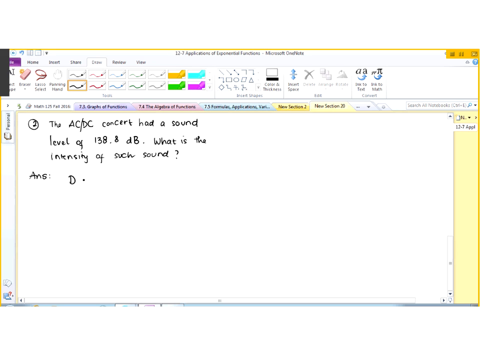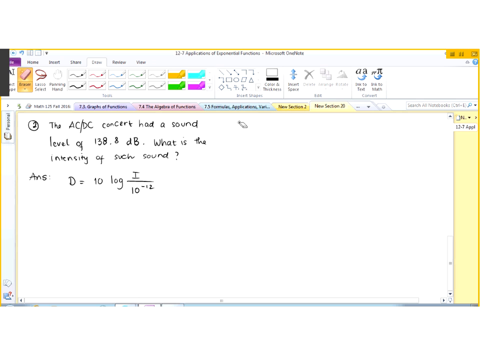So anyway, how would you answer this? Write the formula, which is B equals 10 times log of I divided by I naught. What is I naught? 10 to the negative 12. Do you know what this naught means? Initial, or the base or whatever. So do I know the dB? Yes, it is 138.8. It's equal to 10 log I over 10 to the negative 12.